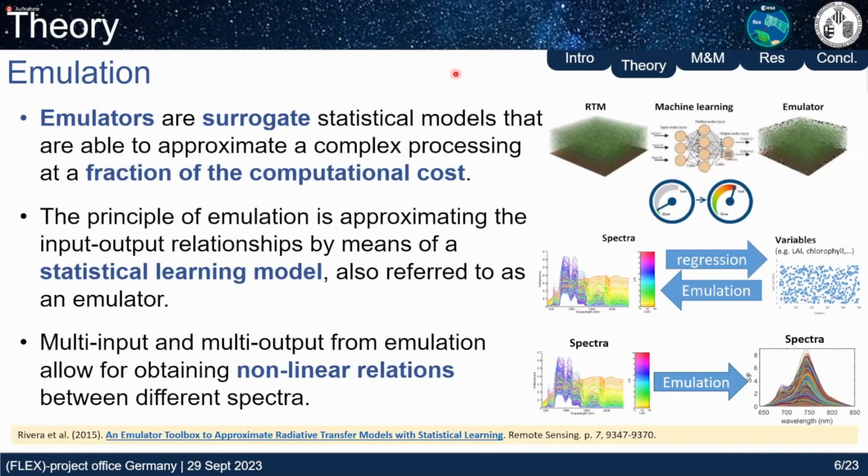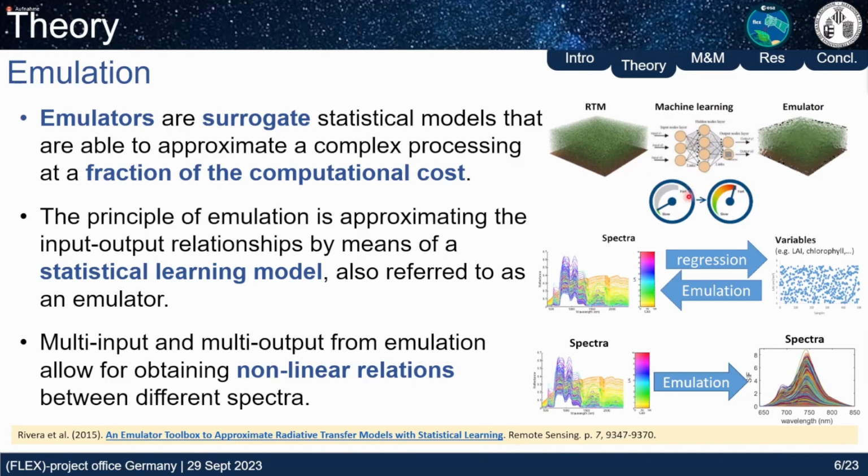Also, I want to explain what an emulator is. Emulators are surrogate statistical models that are able to approximate complex processing at a fraction of the computational cost. They are mainly used to surrogate RTMs, because RTMs are based on physical models and process a lot of operations and iterations, and they obtain the variables. However, an emulator can train with this data from the RTM to obtain a statistical learning model based on the input-output relations.